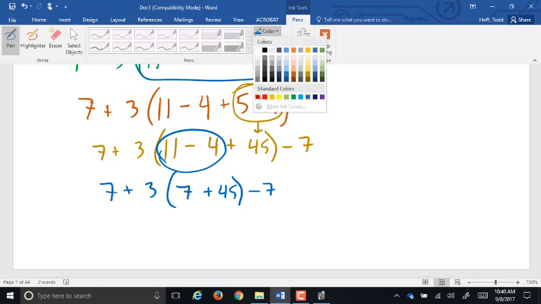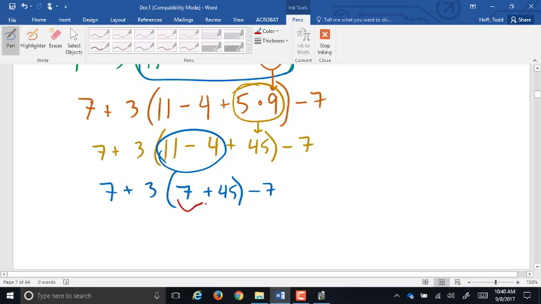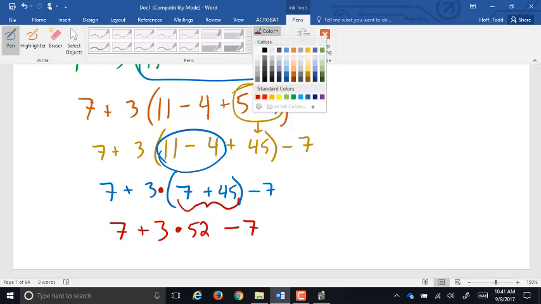All that's left to do inside there is 7 plus 45 is 52. Now that parentheses is down to a single number again, so just like before, I can get rid of the parentheses. However, there's something I have to do this time when I remove the parentheses. What is it? Yeah, the 3 here was outside the parentheses with no operation between them. That implies it was multiplying. So when we take out the parentheses, we do have to put in a multiplication symbol there so we don't lose track of it.